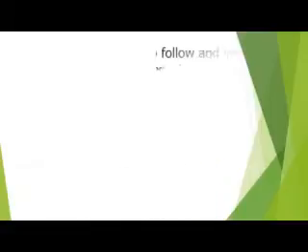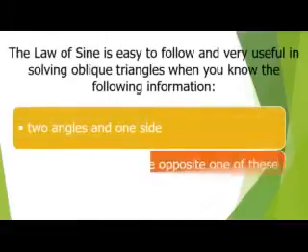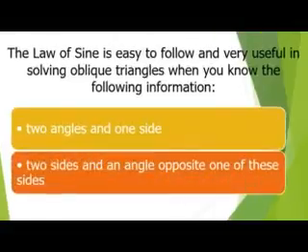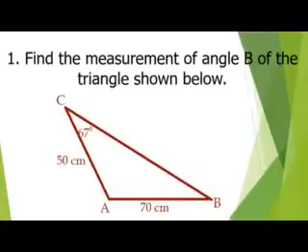The law of sine is easy to follow and very useful in solving oblique triangles when you know the following information. First, if the triangle contains two angles and one side. And second, if a triangle has two sides and an angle opposite one of these sides. We already have the formula for the law of sine. Then, we can easily find the missing measurement of any side of the oblique triangle.